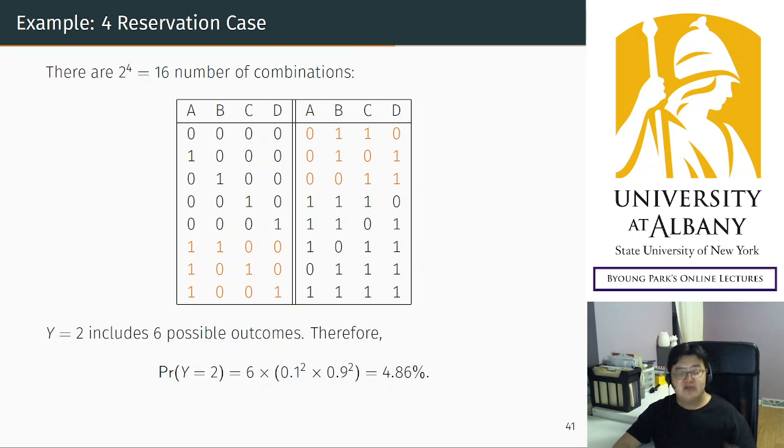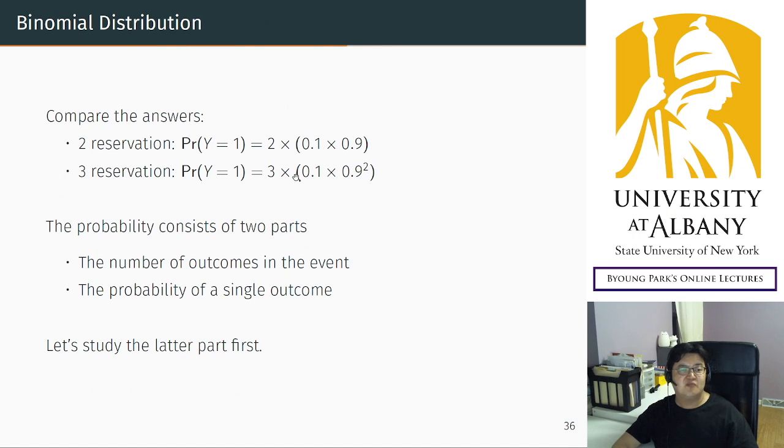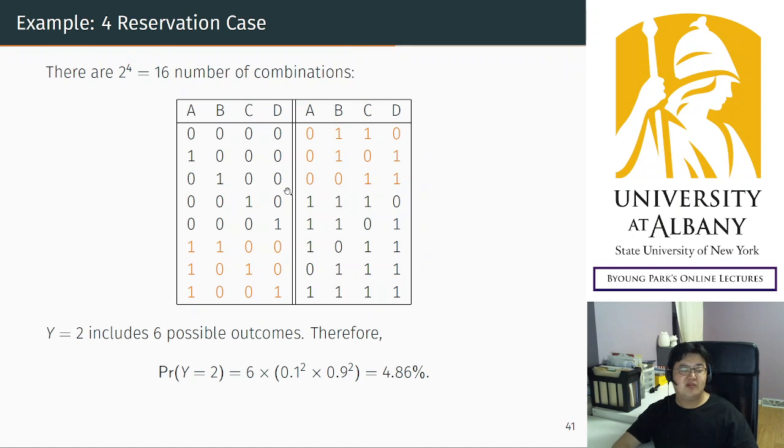4.86%. Then the real problem is why. Why is it 6? It suddenly does not satisfy our previous pattern. For example, what I'm saying here is 2, 3. Then you may have expected 4 here, but it was not. It was not 4. So then how can we understand this?